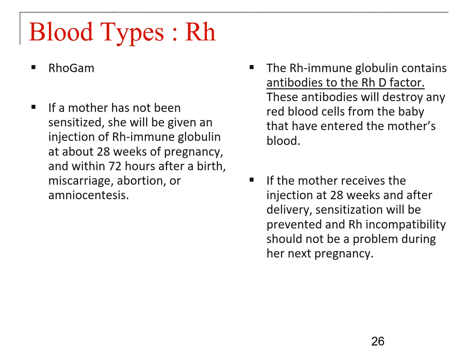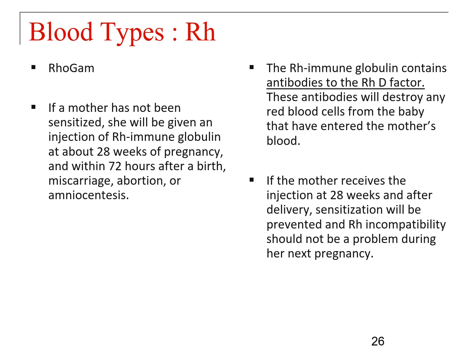So basically, if a mother hasn't been sensitized, she gets one injection at about 28 weeks of pregnancy, and then another within 72 hours of either a birth, a miscarriage, an abortion, or an amniocentesis. And so again, these antibodies destroy any red blood cells from the baby that have entered the mother's blood, and so she doesn't get sensitized to the Rh antigen, and she doesn't form memory cells against the Rh antigen, and the Rh incompatibility shouldn't be a problem during the next pregnancy.